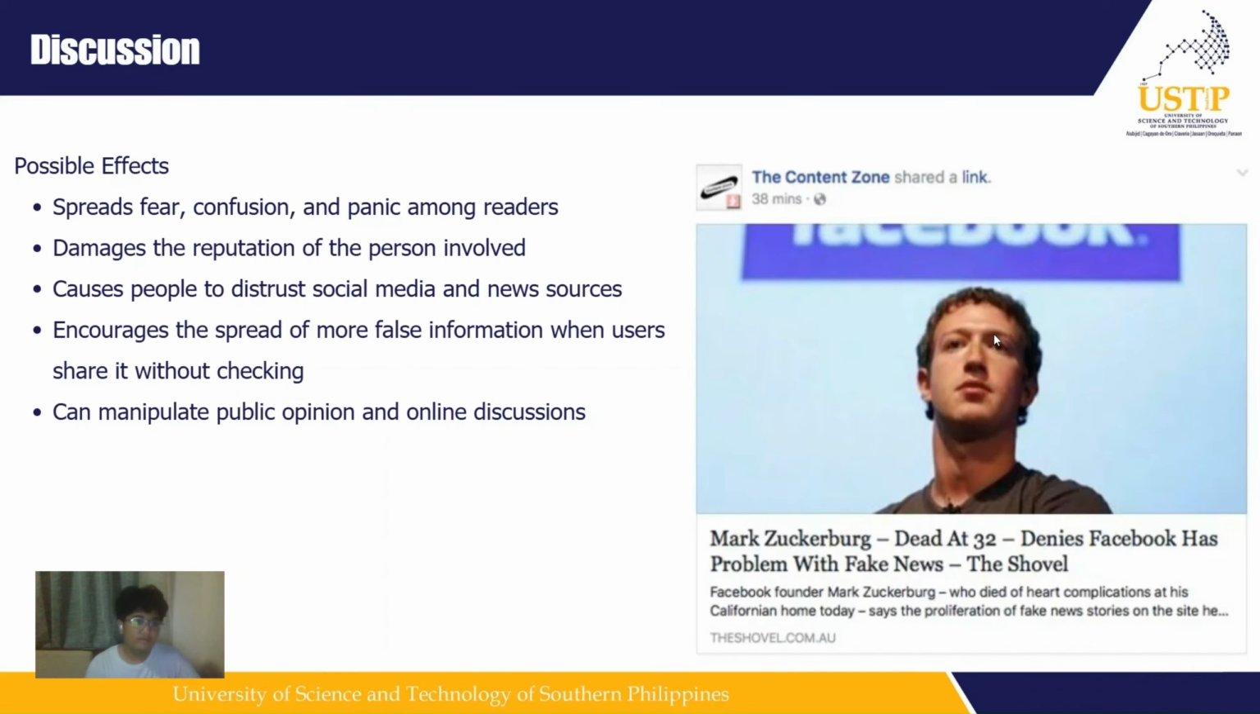The possible effects of this are that it spreads fear, confusion, and panic among readers. It damages the reputation of the person involved, causes people to distrust social media and news sources, encourages the spread of false information when users share it without checking, and finally can manipulate public opinion and online discussions.